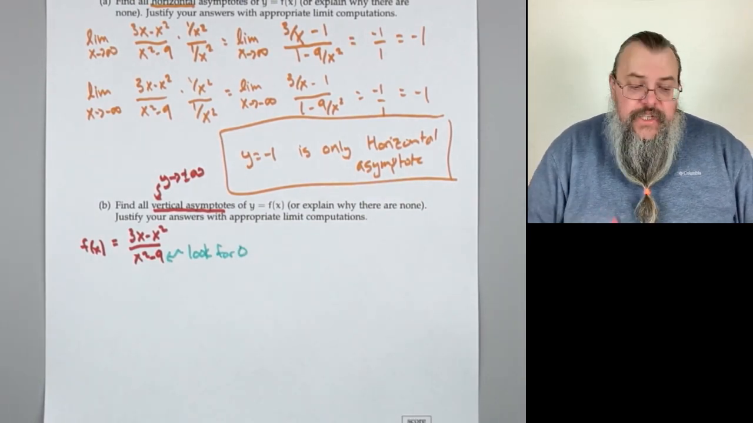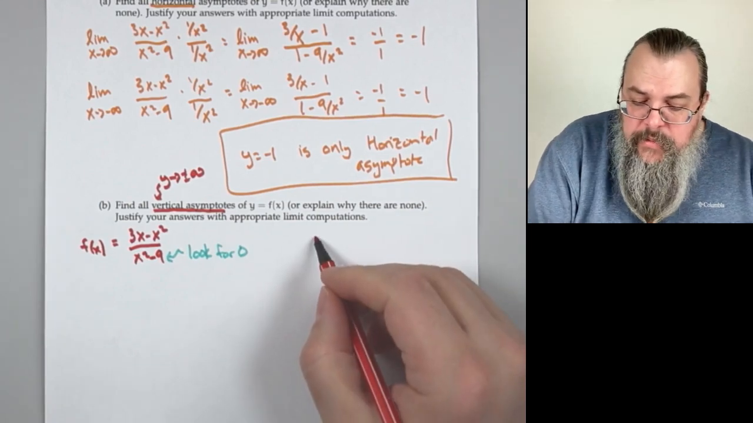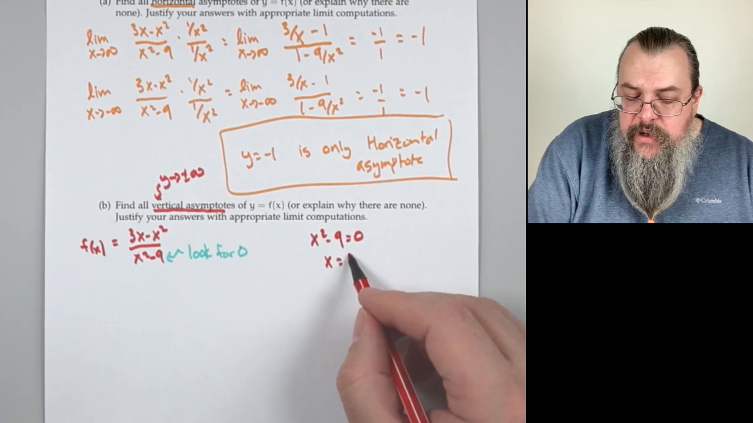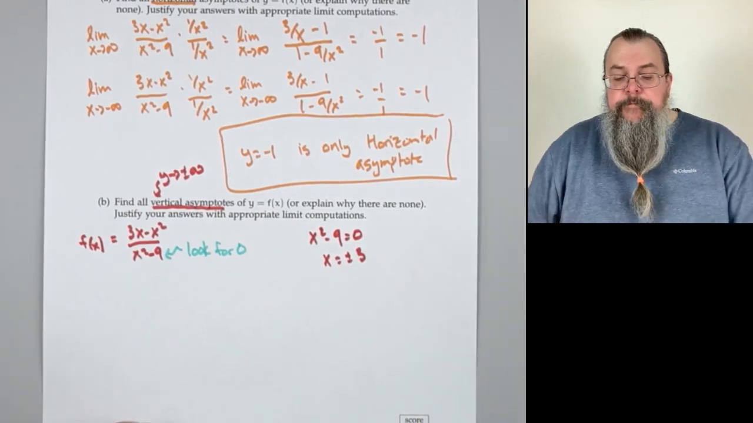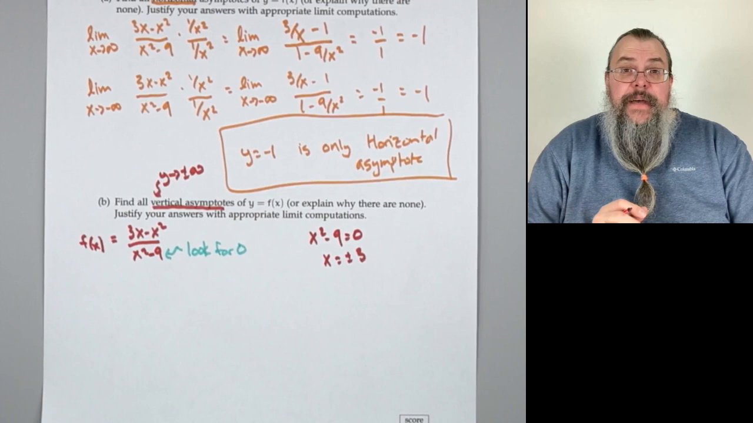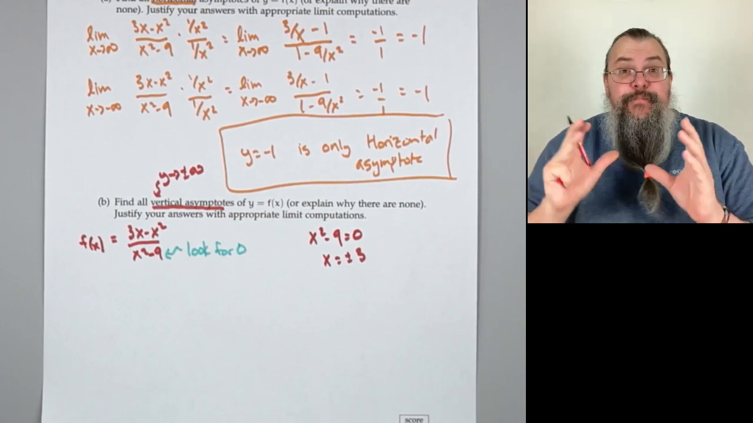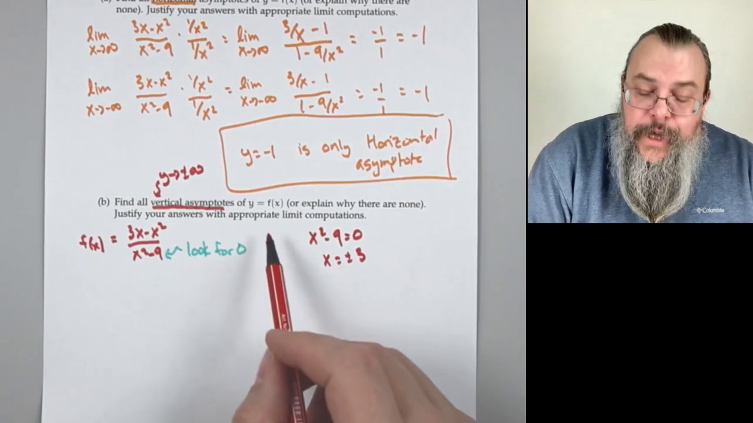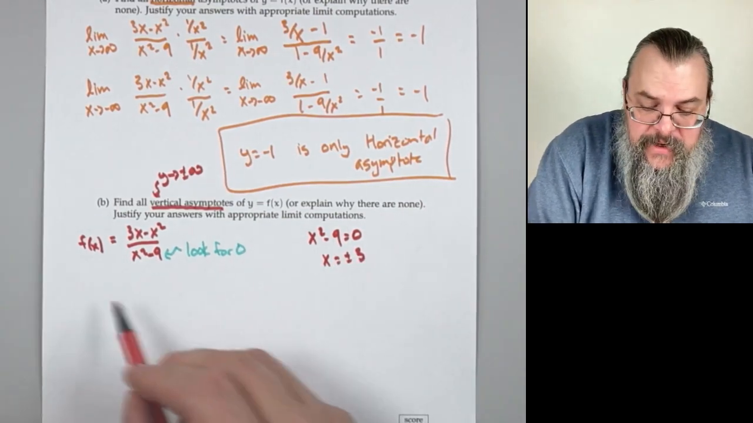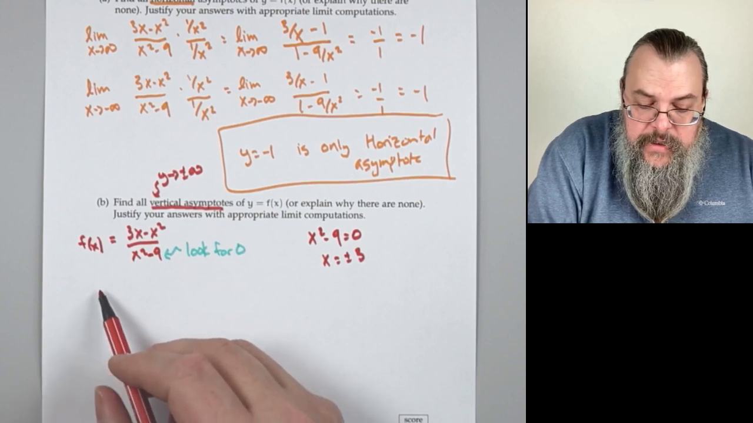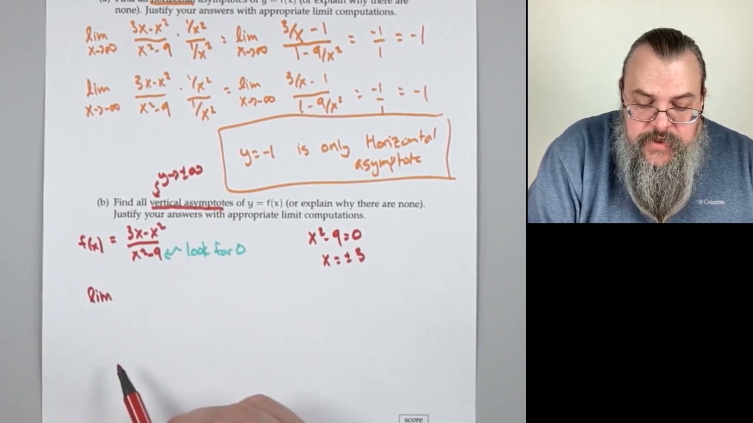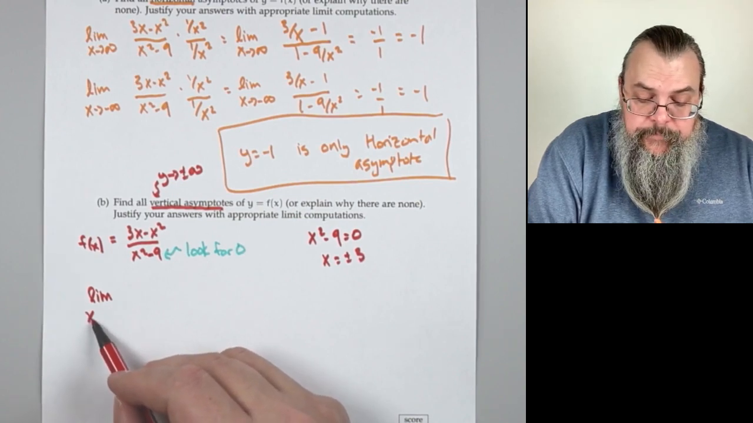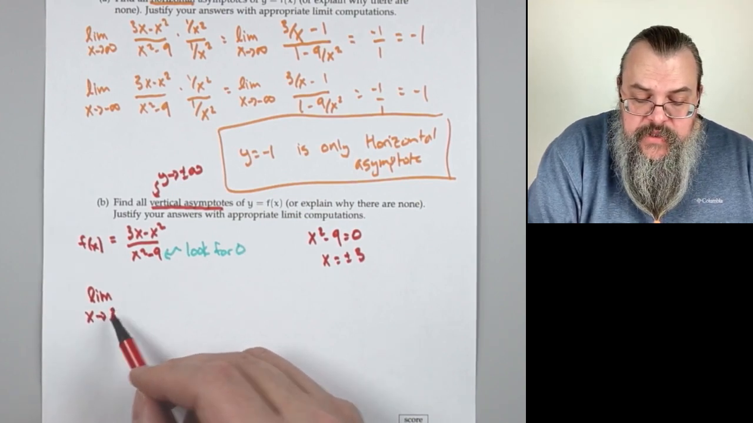Okay, so potentially we might have asymptotes when x squared minus 9 equals 0, or when x equals plus or minus 3. All right, so those might be asymptotes. Maybe. Well, how do we check? Well, we have to do a limit computation. So let's check, which one should we do first? Let's check at plus 3. Why not? So x approaches 3.